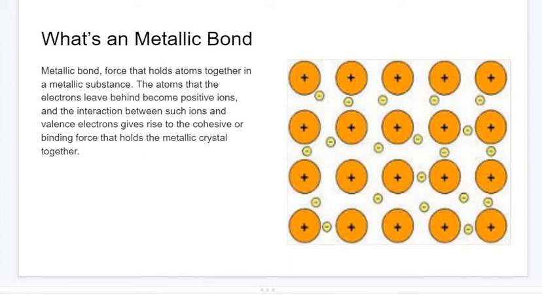So I'll tell you some examples of metallic bonds right now. Think about all the metals really. Iron, gold, zinc, cobalt, copper, and there's lots more. Lithium, zinc, and yeah, there's lots of metals out there, and those are all metallic bonds.